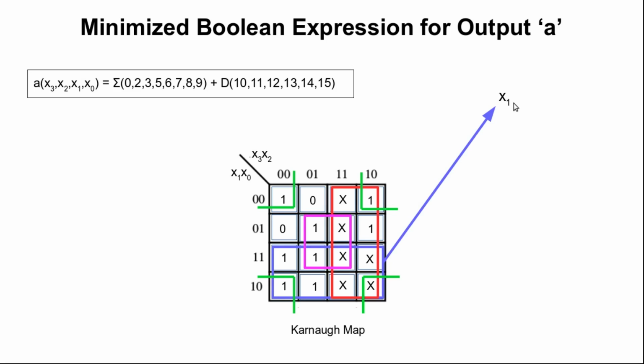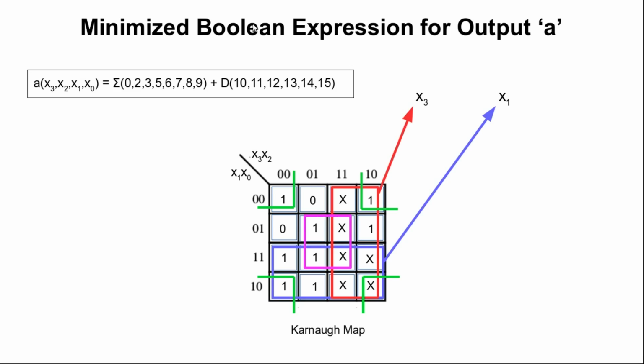I would like to mention one thing here: when we make groups of size 2, one variable gets discarded. When we make groups of size 4, 2 variables get discarded. And when we make groups of size 8, as you can see here, 3 variables got discarded, and we are left with only 1 in the product term, which is x1.